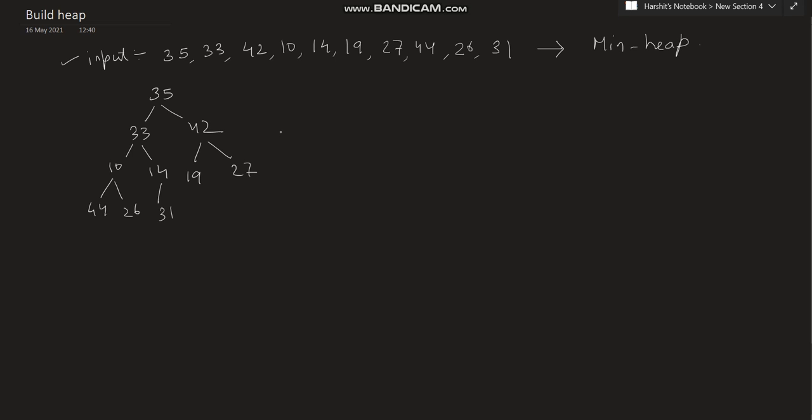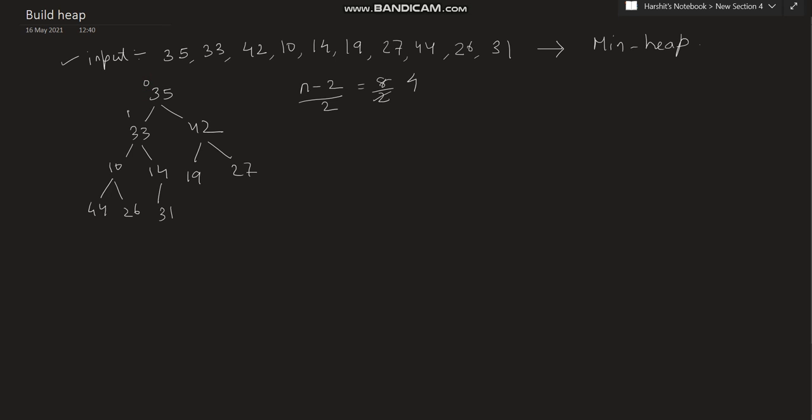non-leaf node. The formula for finding the last non-leaf node is (n minus 2) by 2. So the value of n is 1, 2, 3, 4, 5, 6, 7, 8, 9, 10. 10 minus 2 is 8, 8 by 2 is 4. So on index 4, we will be having the last non-leaf node.